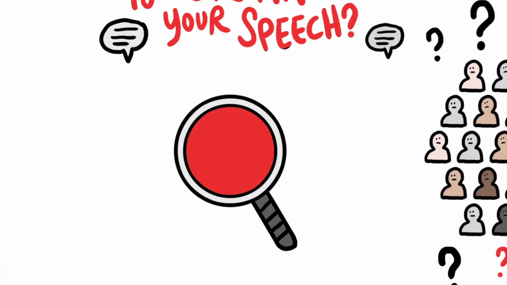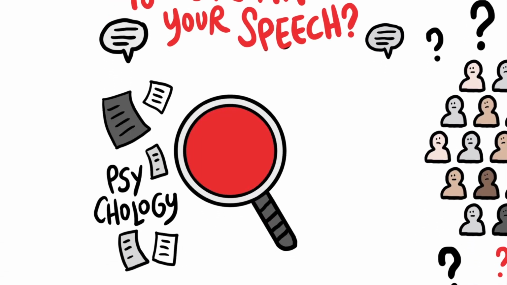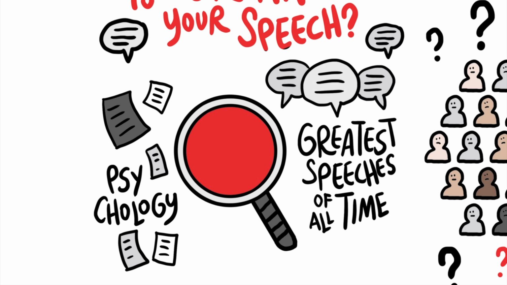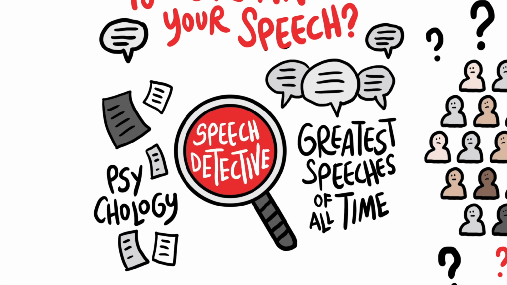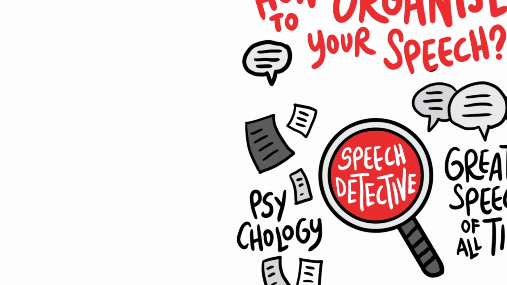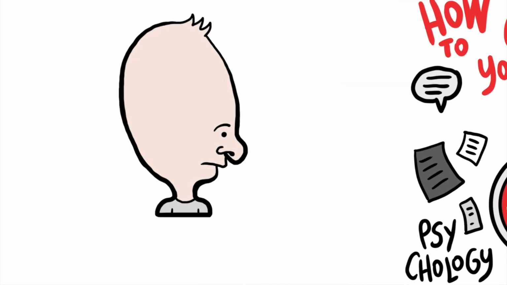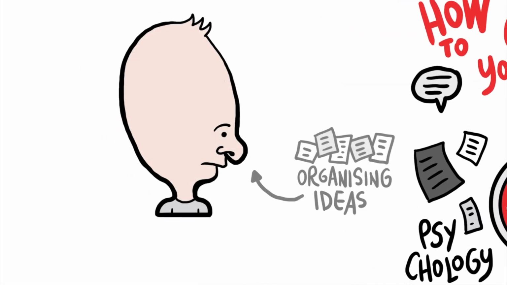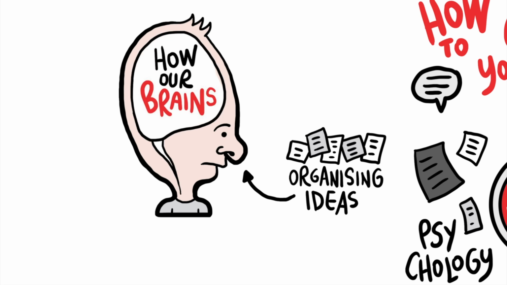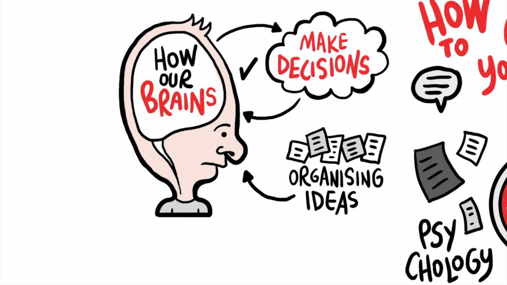Monroe researched the latest findings in psychology and studied the greatest speeches of all time. He became a speech detective, trying to crack the code of what makes people not just listen, but actually do something after they hear you. One thing stood out in all of his work. The way you organise your ideas should match how our brains make decisions.